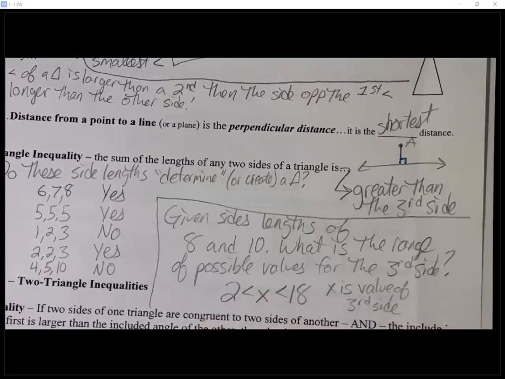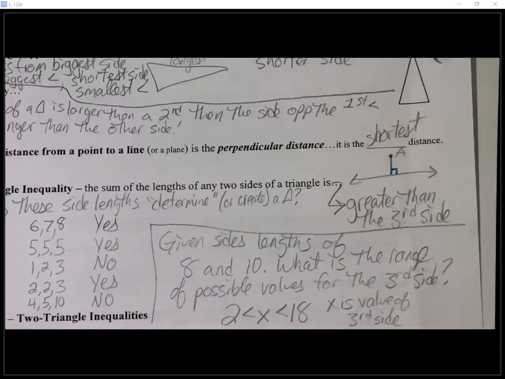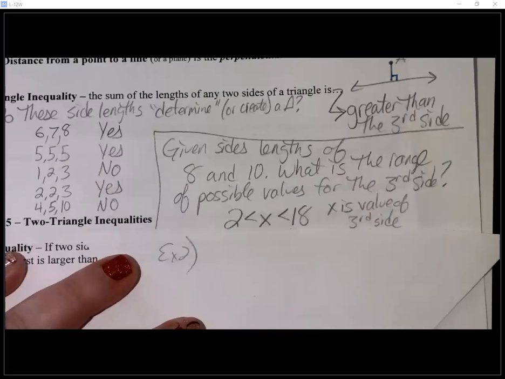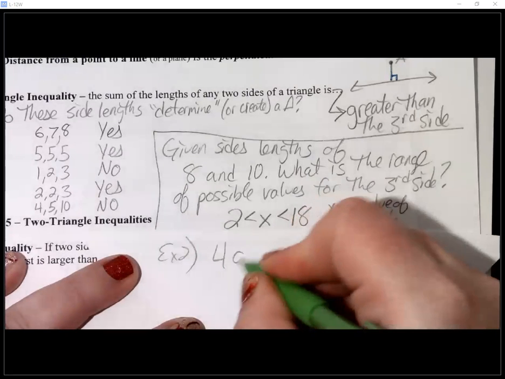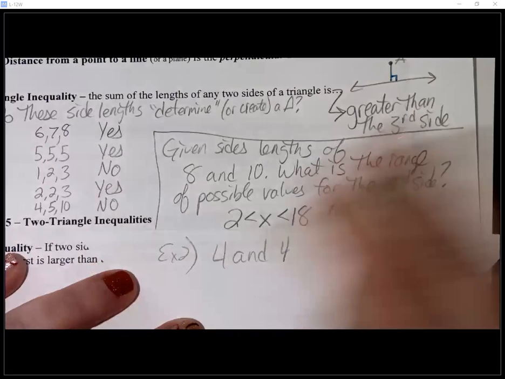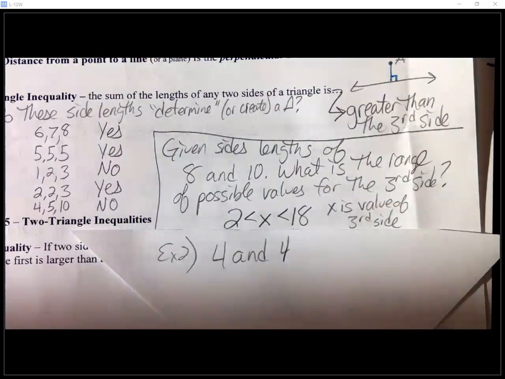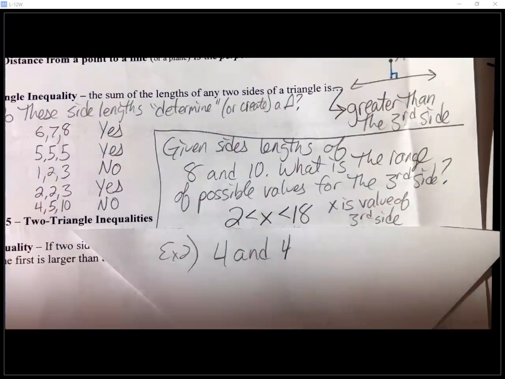Okay. So what if, I'm going to give you another one. What if the sides were, example 2, side lengths of 4 and 4. So if you have 2 sides of a triangle so far that are 4 and 4, what's the range of possible values for the third side? 4 and 4.